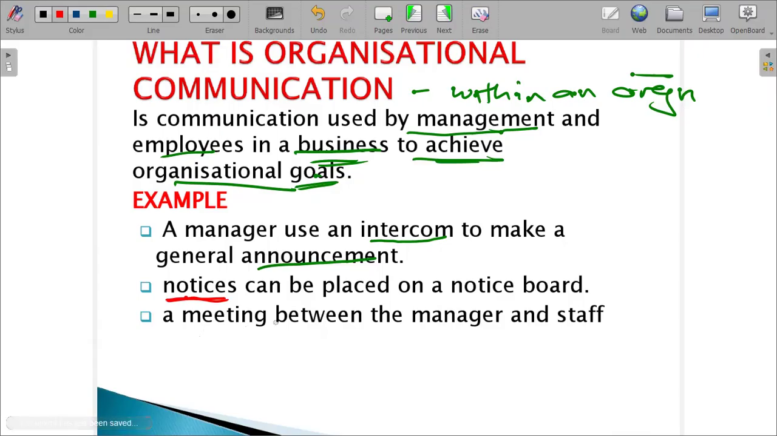Management and staff might also meet. They can have a meeting. That's also communication. There are many meetings that can be held within an organization. We call it organizational communication: communication which takes place within an organization.